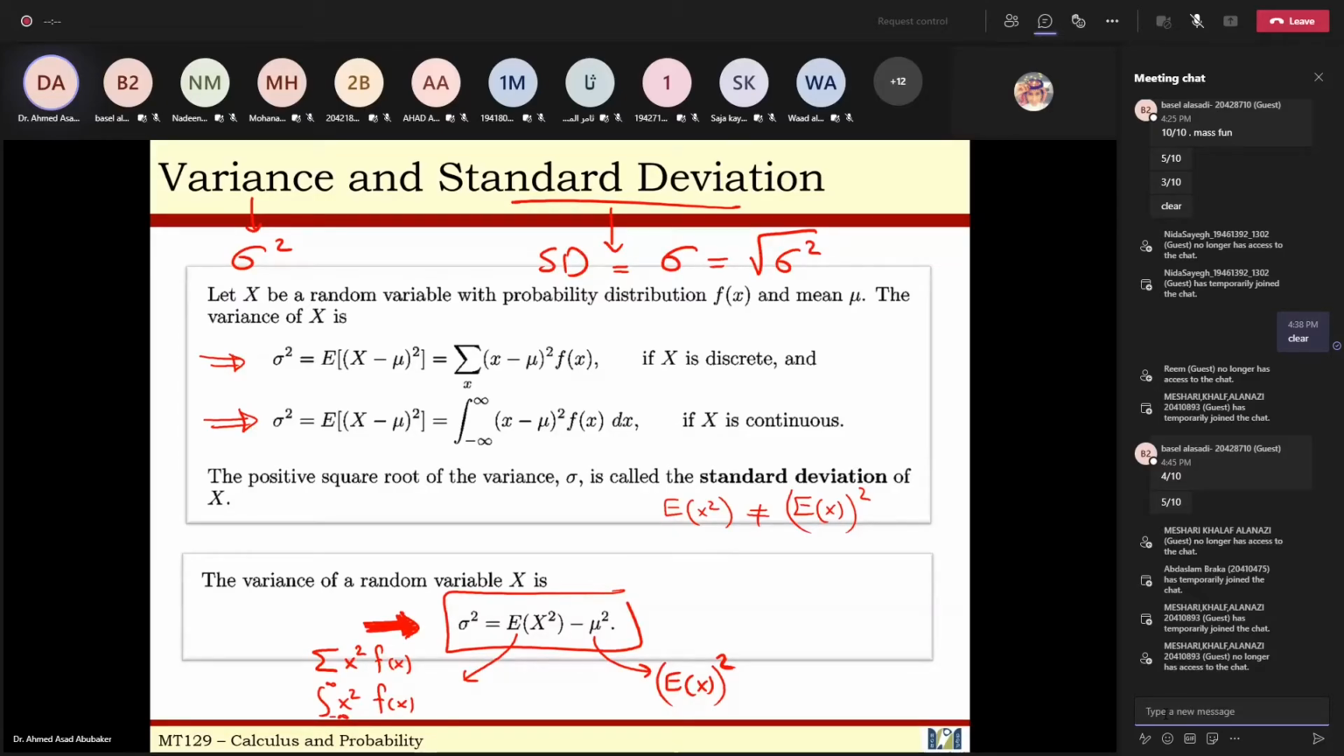Okay, because this one is equal to the summation of x f of x. This is the E(X). Or in density, the integral of x f of x. But this one is equal to the summation of x square f of x, or the integral of x square f of x. So this is different.